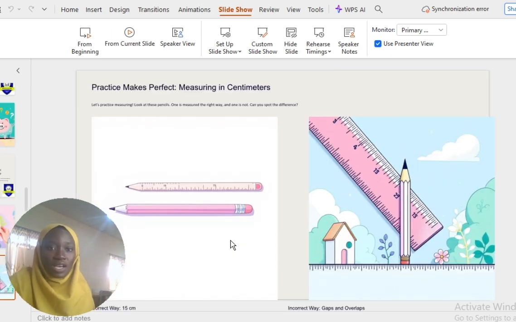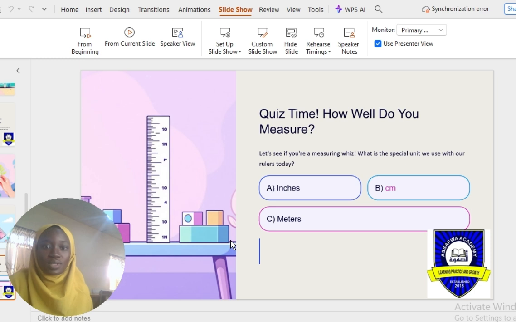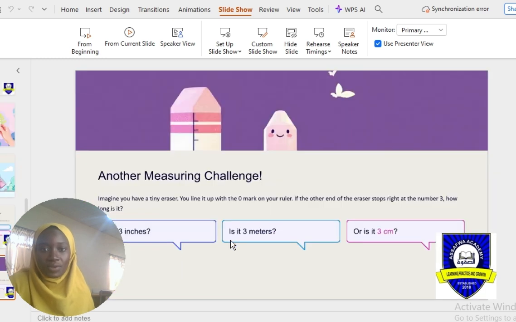Now you have practice, and we have practice all together in the class using our ruler. With that, you would answer the questions that I have for you in the quiz time. Now let's see if you're measuring it. What is the special unit that we use to measure with a ruler? So you answer that. Is it inches, centimeters, or meters? You get your answer there.